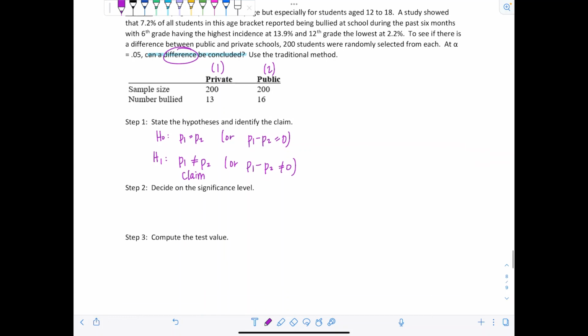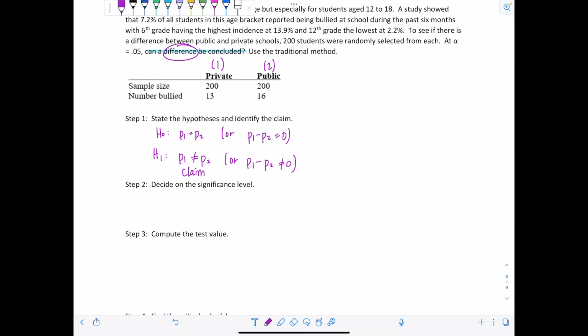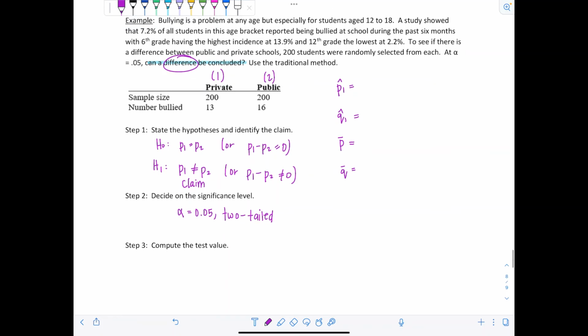Okay, let's decide on the significance level. Well, they told me it's 0.05, and this is a two-tailed test. And then we have to compute the test value. So before we do that, we need a few things. We need P1 hat, we need Q1 hat, we need P bar and Q bar. So P1 hat, remember, I'm calling private schools population or sample 1. So that would be 13 out of 200, which is 0.065.